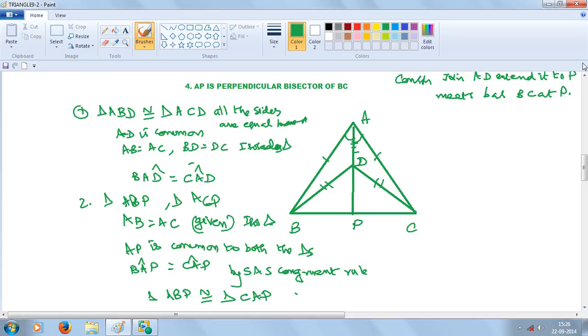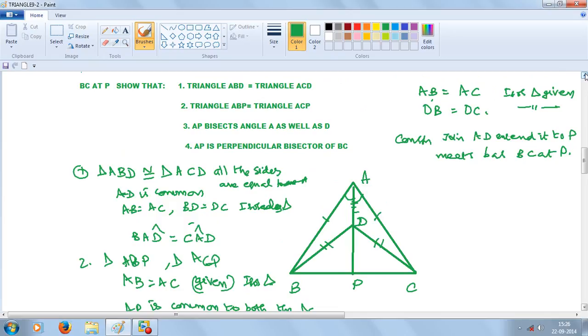So we'll move to the next part of the problem. It says AP bisects angle A, that we have to prove. Those two angles are equal; BAD is equal to CAD, we have to prove. Because these two triangles are congruent, therefore these two angles are equal. So you see, BAD and CAD, these two angles are equal.